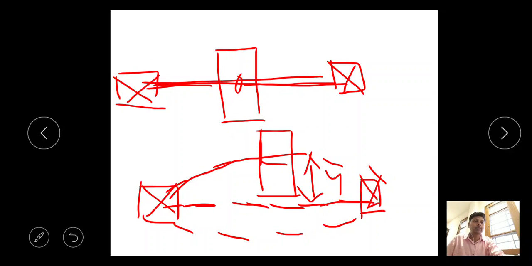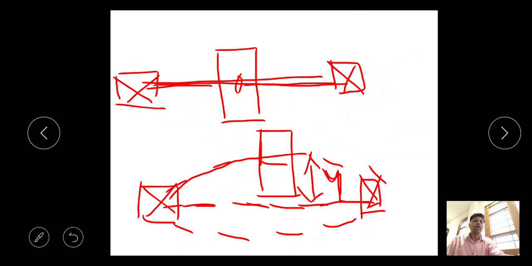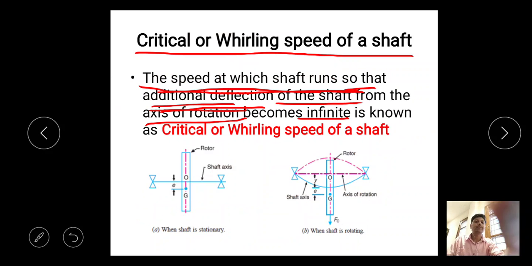From this axis of rotation, if this y becomes infinite, that means when it is rotating, the vibration becomes so high that this y becomes infinite, very large. Such speed is called the critical speed.